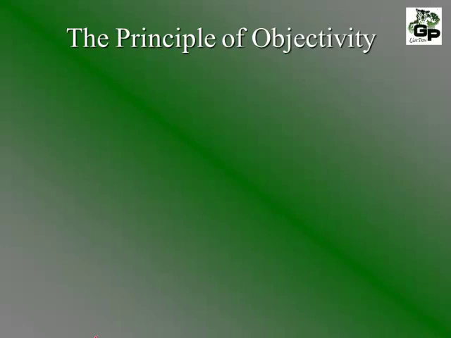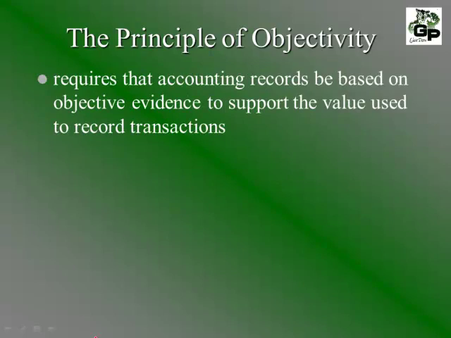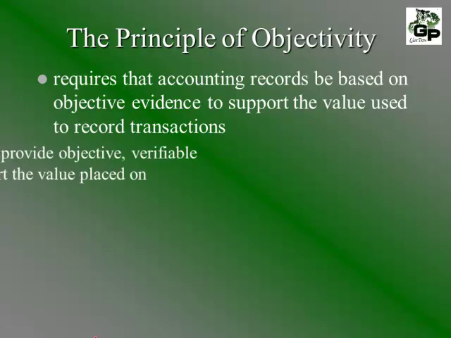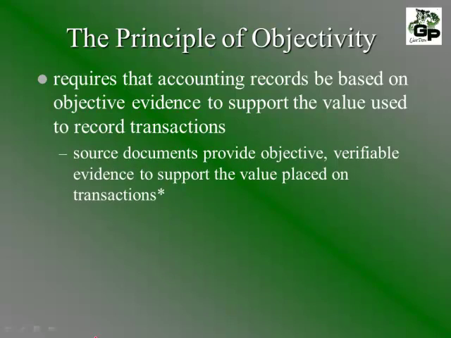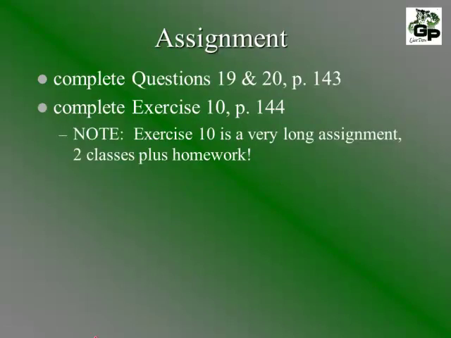Now we have to learn a new principle called the principle of objectivity. The principle of objectivity states that accounting records must be based on objective evidence to support the value used to record transactions. And the objective evidence is source documents. They provide objective, verifiable evidence to support the value placed on transactions.